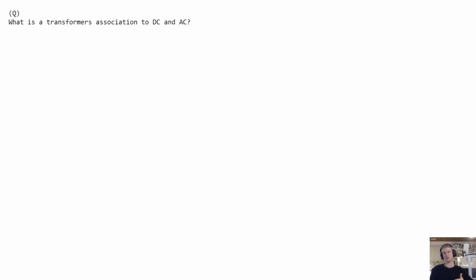Next, what is a transformer's association to DC and AC? And the answer is transformers only work on AC. So this is one of those ones where if you just understand how generators work, how transformers work, and all this stuff, it's kind of just a no-brainer. Oh yeah, you're not going to have DC in a transformer. It's also one of the main first things they tell you when you're learning about transformers. So instead of just memorizing the answer to these questions, the best way is just to really research the topics and understand them.